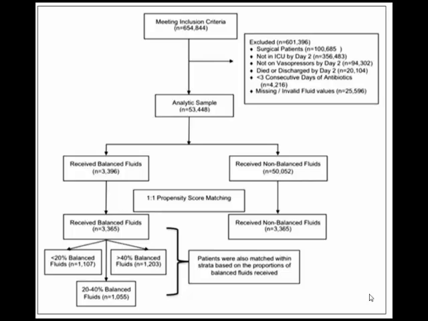So they also divide this group by percentage. If they receive 10 liters of fluid, say 20% of LR and 80% of normal saline, they divide basically into 3 groups: less than 20% of balanced fluid, 20 to 40% of balanced fluid, and more than 40% of balanced fluid.